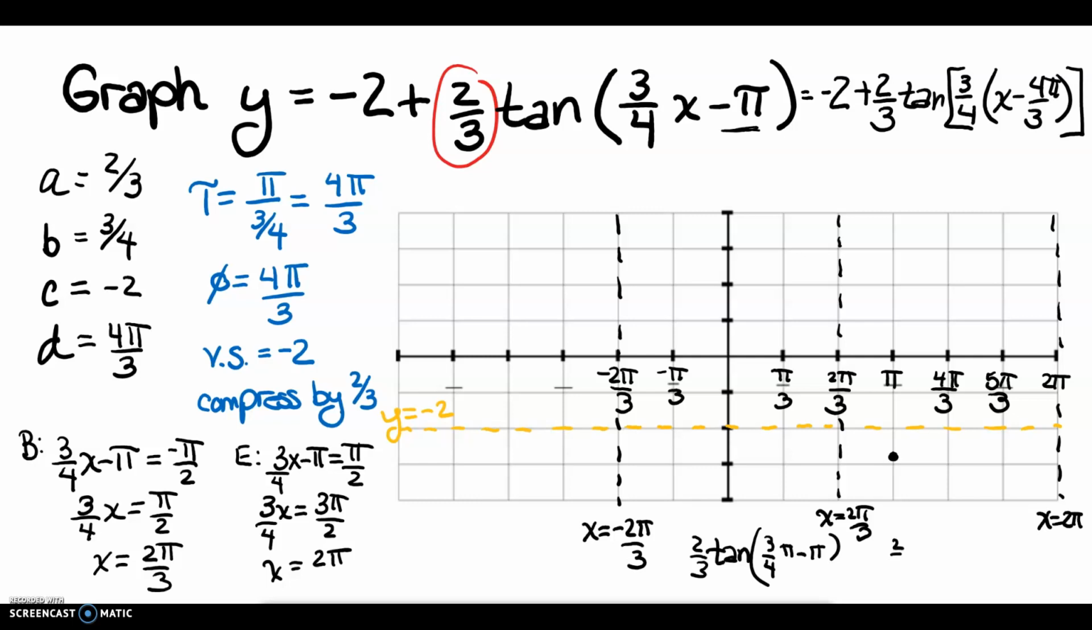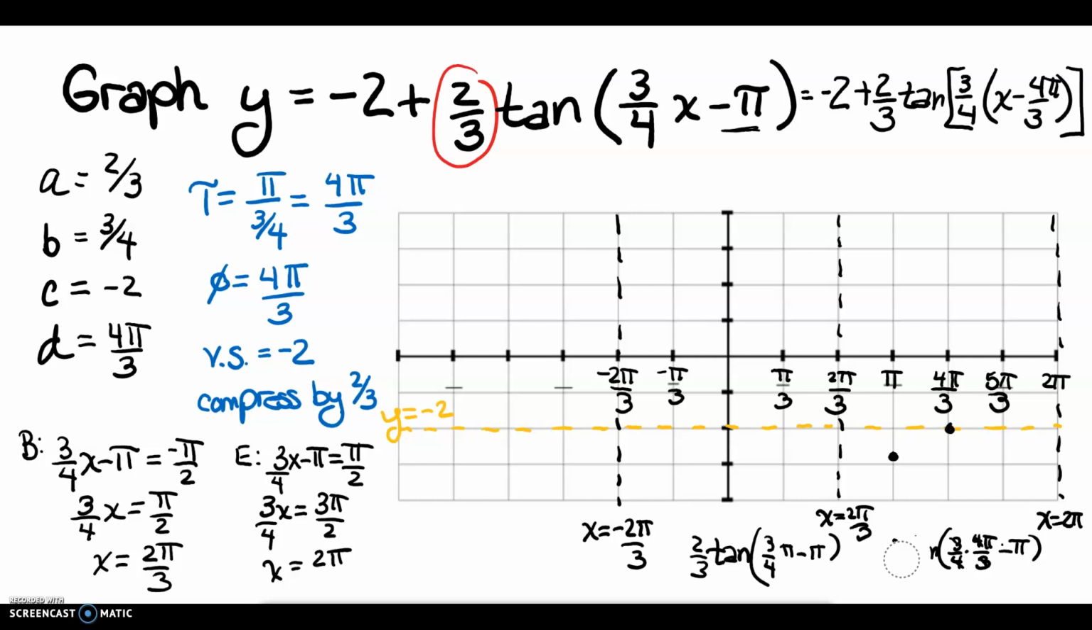At 4 pi over 3, tangent of 3/4 times 4 pi over 3 minus pi. They're just going to cancel. Pi minus pi is 0. Tangent of 0 is 0. So I just get a -2.